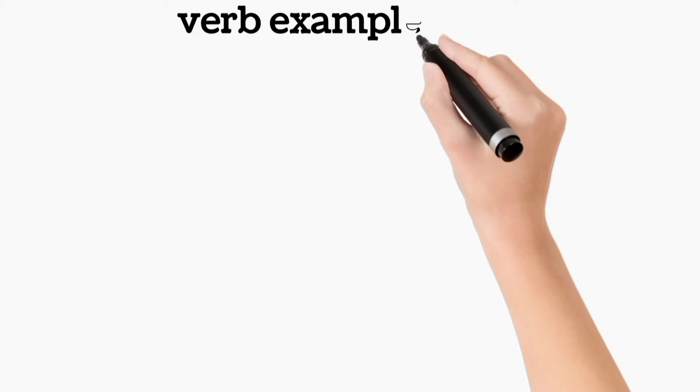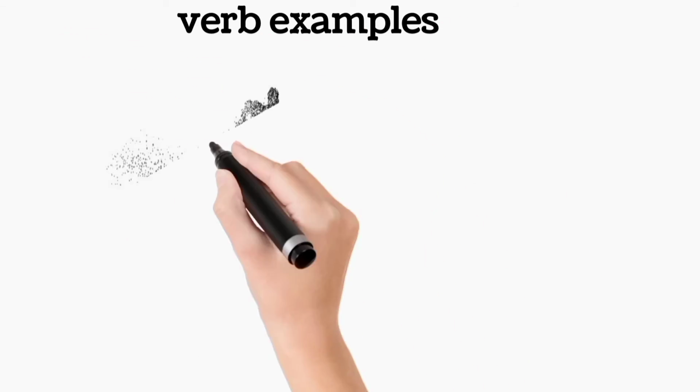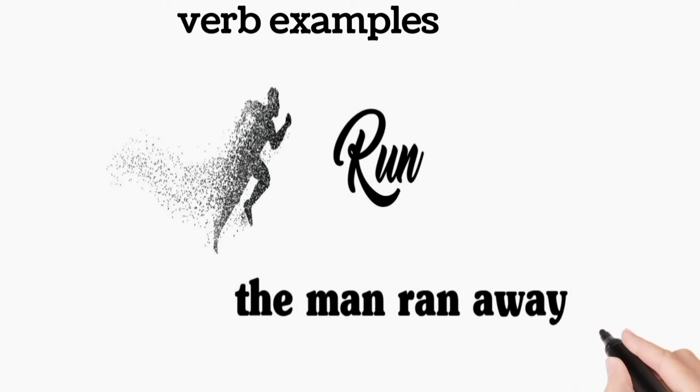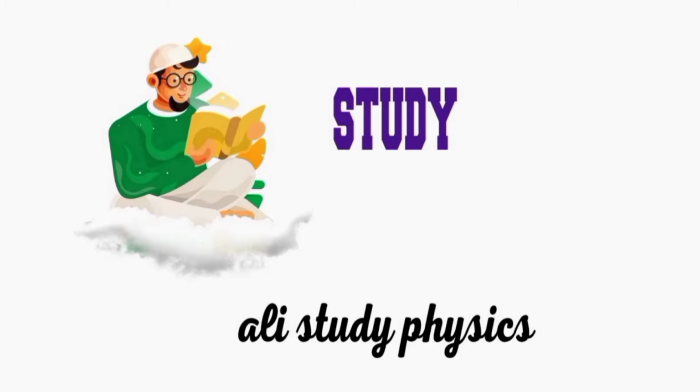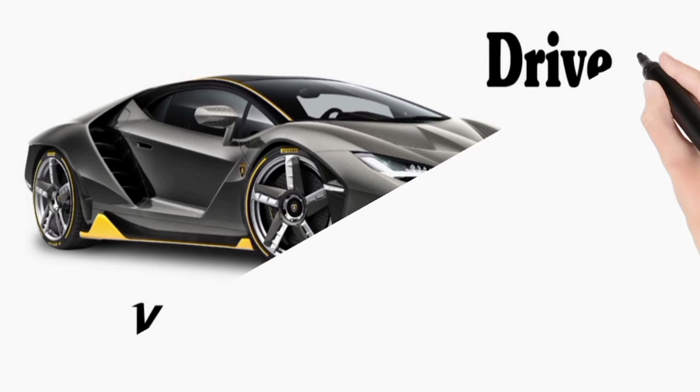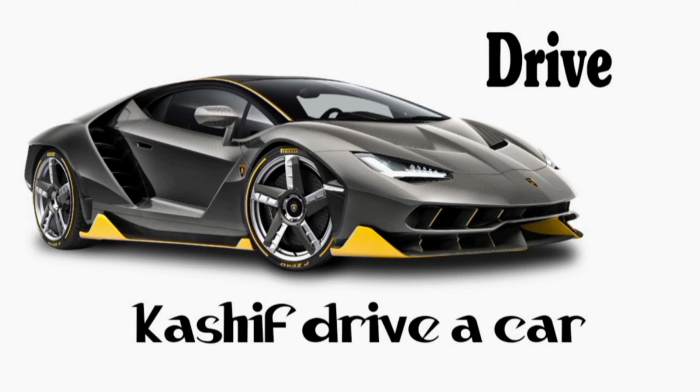Verb examples: Run. The man runs away. Study. Ali studies physics. Drive. Kashif drives a car.